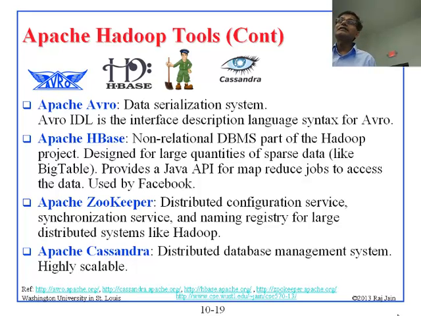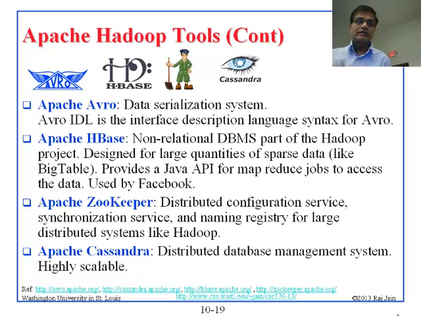So basically that's why these names are very important. You need to know these names. HBase is the DBMS, the database management system. It is non-relational. Again, I should probably put the relational first. The next slide is going to define what is relational. But this is a non-relational database, part of the Hadoop project, designed for large quantity of sparse data.